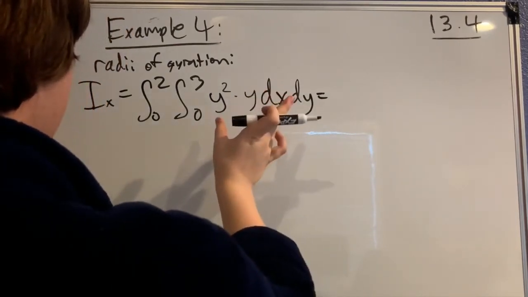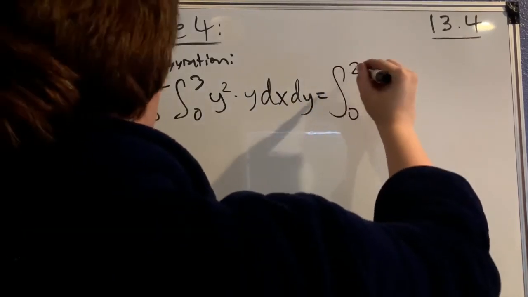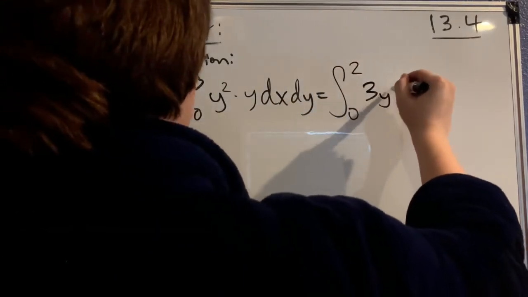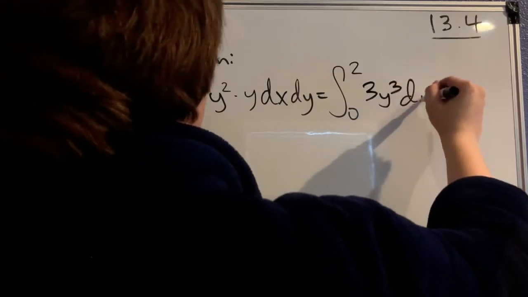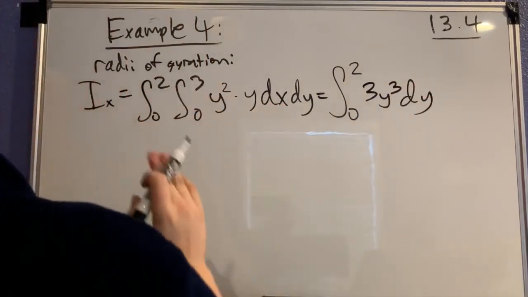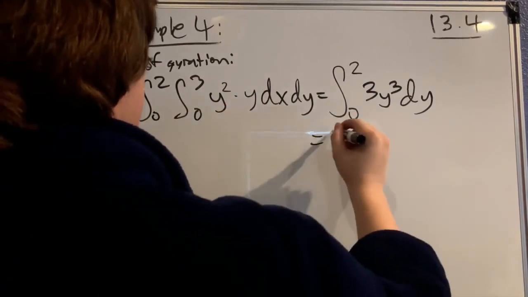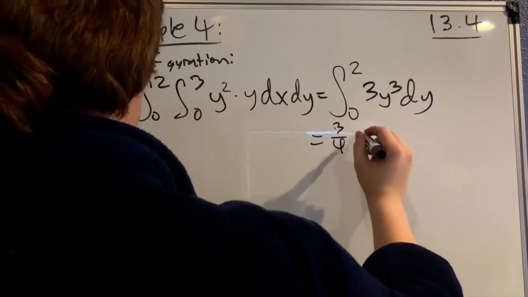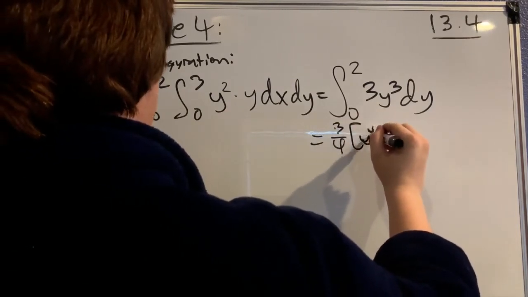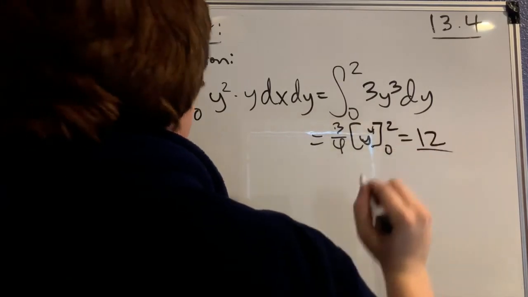And I'm just going to jump right to a few steps ahead, which is from 0 to 2, integral of 3y cubed dy, because x would just be a constant from 0 to 3, so you just multiply that by 3, and then which is equal to 3/4 y to the 4th of 0 to 2, and that comes out to be 12. You can take my word for it.